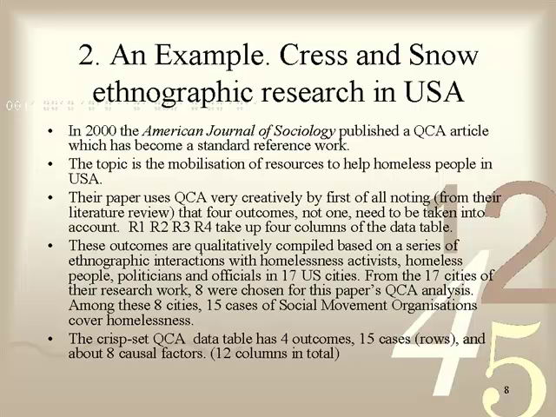These outcomes are qualitatively compiled based on a series of ethnographic interactions with homelessness activists, with homeless people, with politicians, and officials. They started off with 17 U.S. cities, but they just chose 8 for this particular paper. And the QCA analysis then has a total of 15 organizations because some cities had 2 organizations. They're all listed here, one in Boston and so on. They're actually named in the paper. But apart from that, they used pseudonyms to keep all the individual people safe in the reporting of the research.